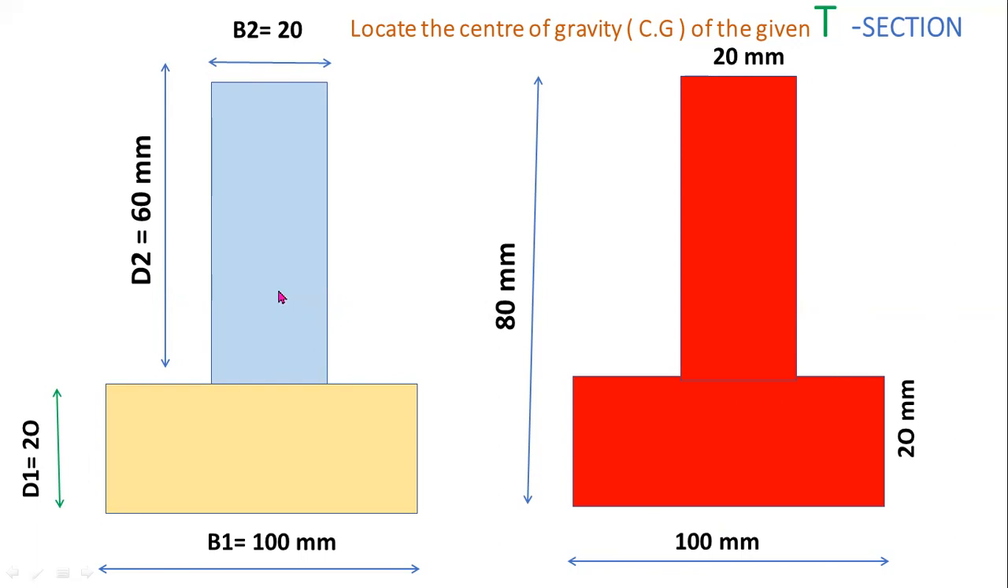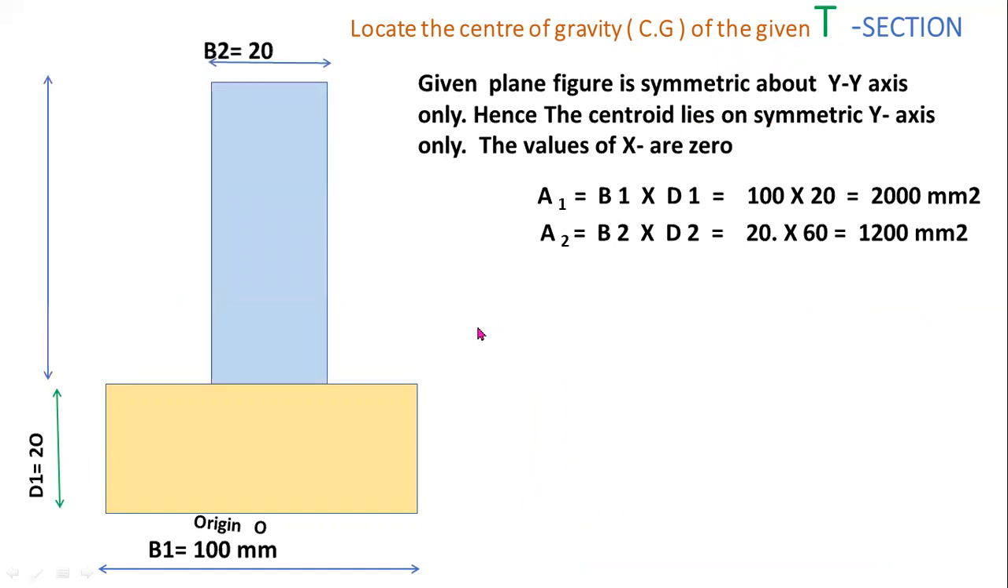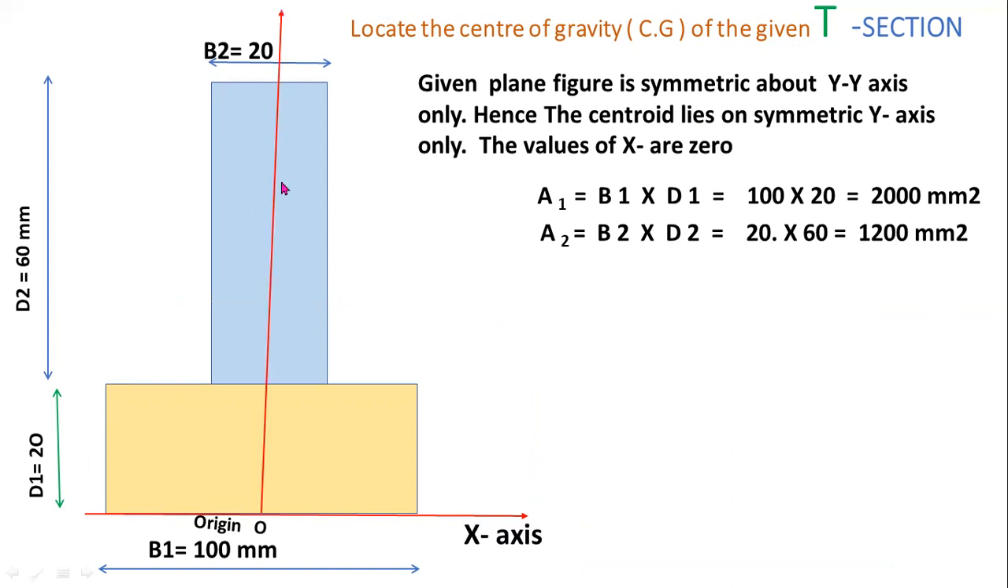After that, now you have to consider a reference x-axis and y-axis. Here the given T section is also symmetric about the vertical axis. So this given inverted T section is symmetric about the y-axis, so the centroid of the T section lies on the y-axis. So the values of x1, x2 both are 0.